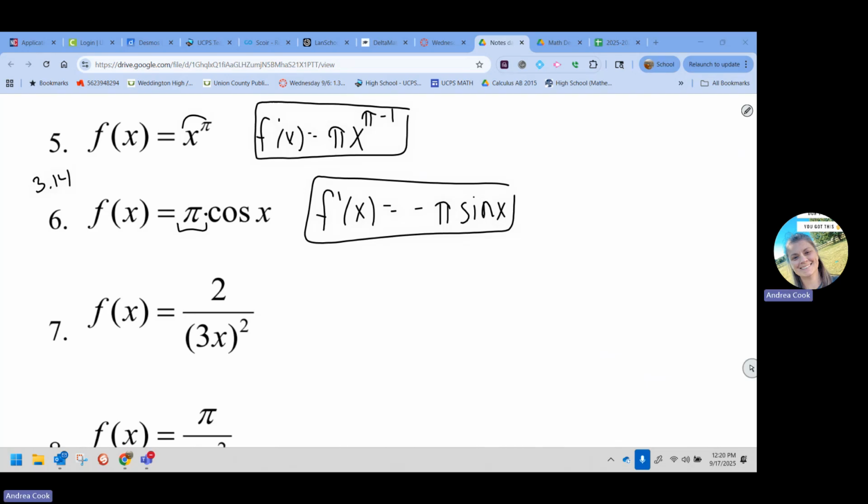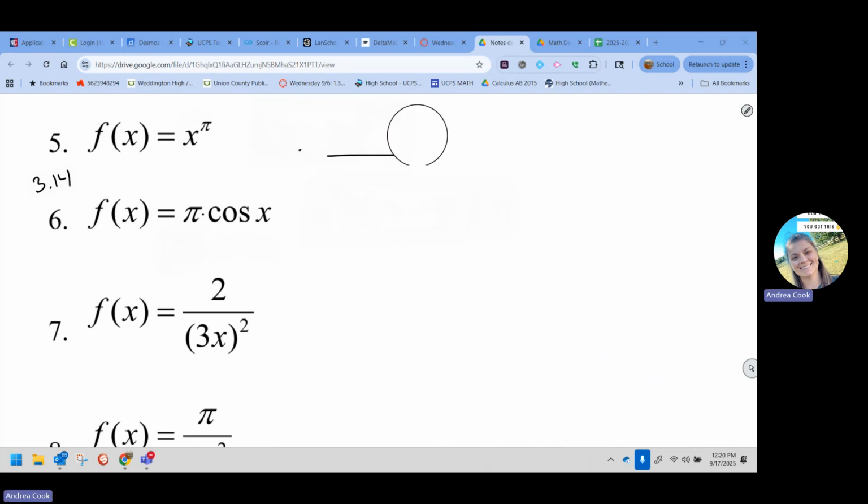Yeah, can you explain one more time why the pi stays? Yes. Okay, so the question is, why does the pi stay with the cosine? And it's because it's multiplied. If it had been pi plus cosine, this would have gone away. But if it's multiplied, it stays with it.